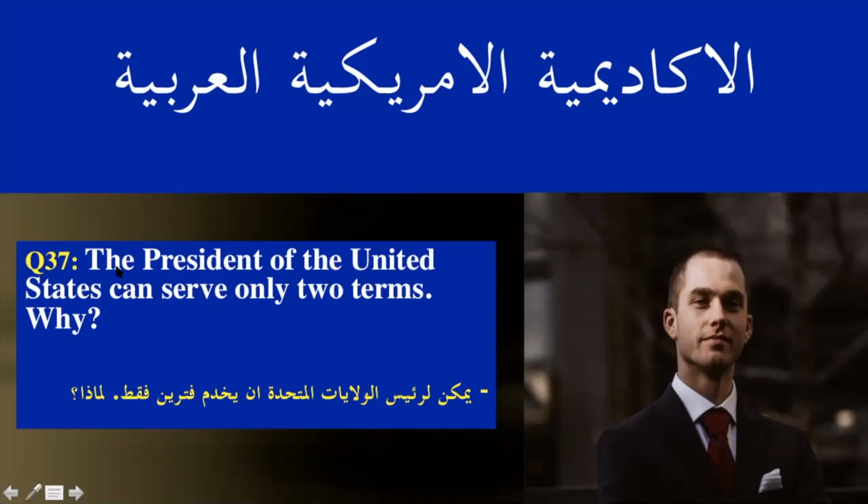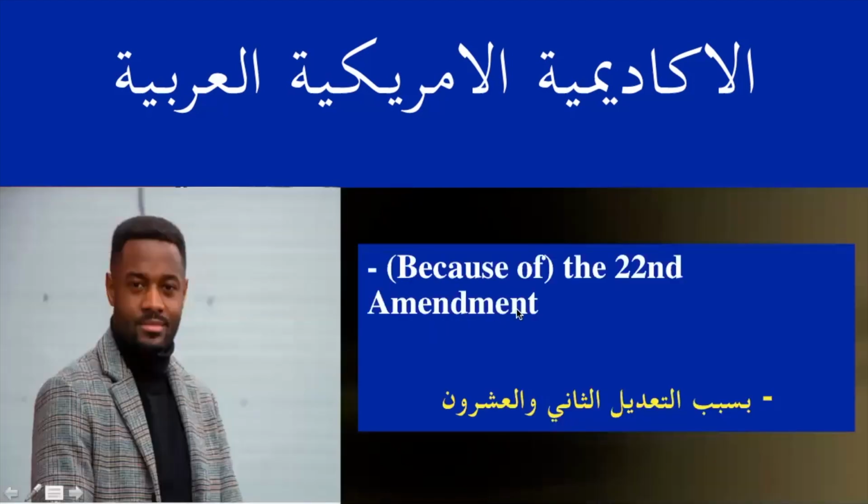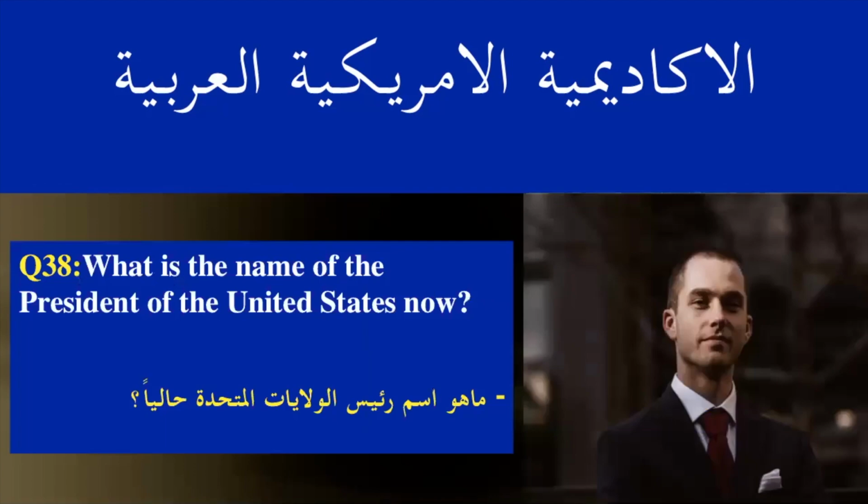السؤال الآخر، سبعة وثلاثون: The President of the United States can serve only 2 terms. Why? يمكن لرئيس الولايات المتحدة الأمريكية أن يخدم فترتين فقط. لماذا؟ طبعا الإجابة هنا: Because of the 22nd Amendment.